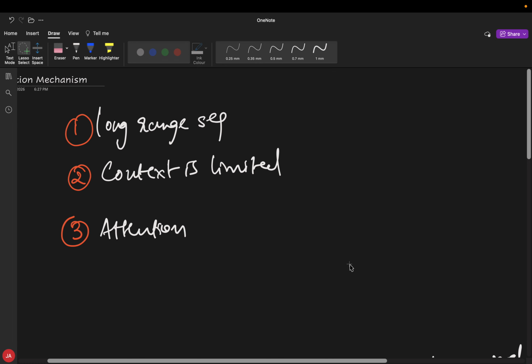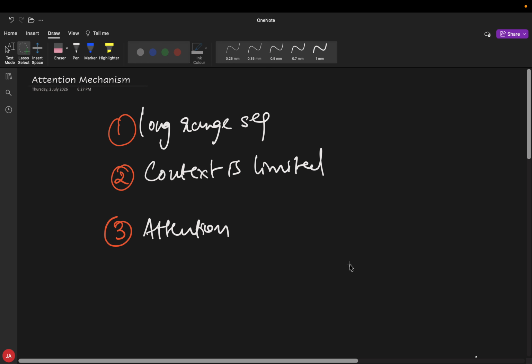Now, attention mechanism is also a parallel mechanism, that is, it can process each token parallelly. It doesn't have to wait for the previous token to complete the computation. So it is faster and more accurate than the previous architectures. So that's how it solves the problem of the limiting context.